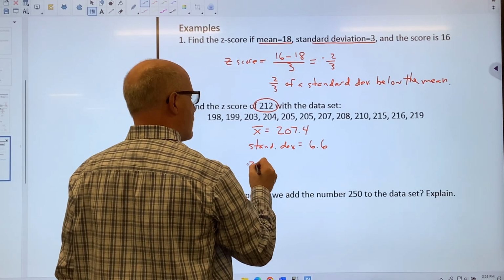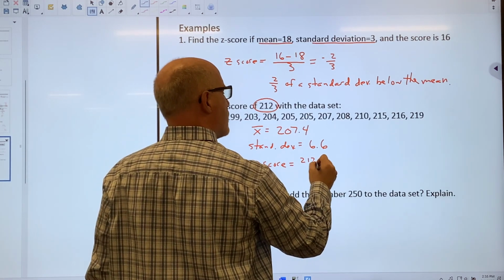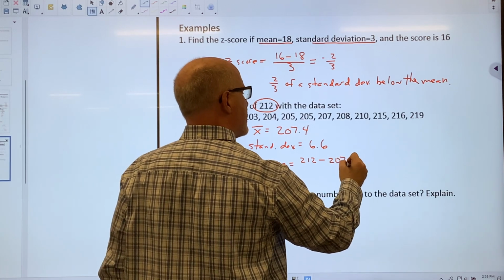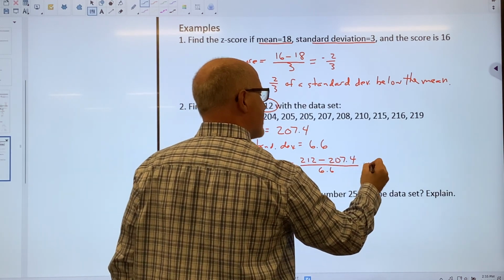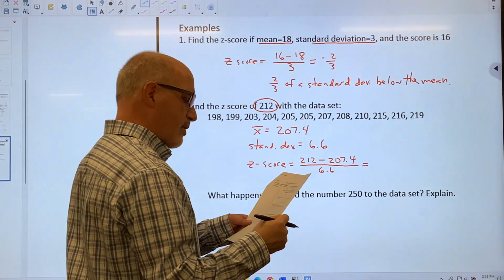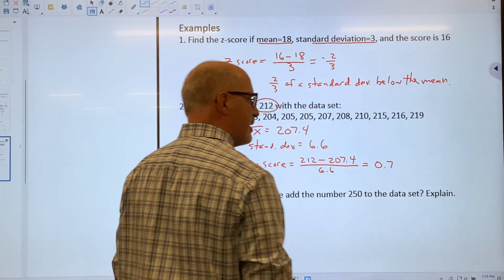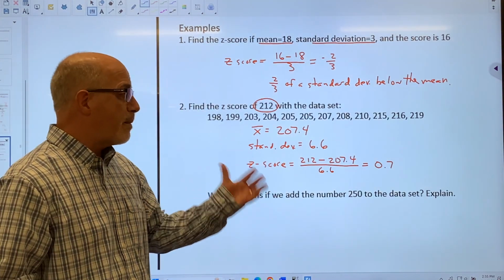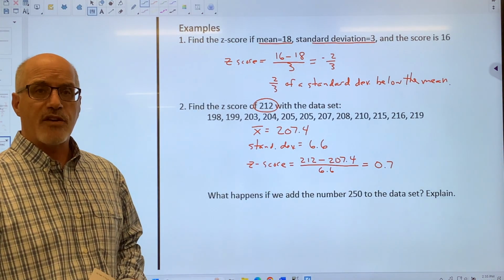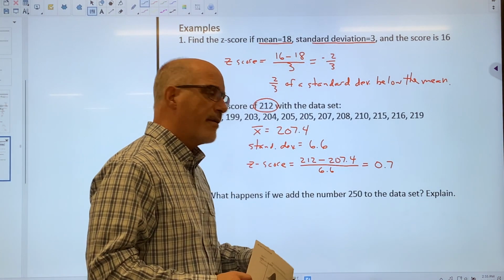So the z-score will equal 212 minus 207.4 divided by 6.6. And when you do that calculation, you should get it rounded to about 0.7. So this says we're above the mean because it's positive. We're about 7/10 of a standard deviation above the mean with 212.